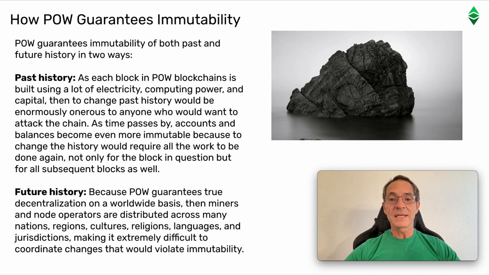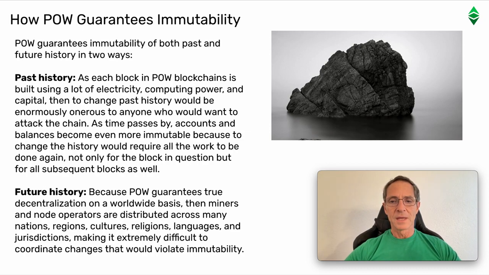How Proof of Work guarantees immutability. Proof of Work guarantees immutability of both past and future history in two ways. Past history: as each block in Proof of Work blockchains is built using a lot of electricity, computing power, and capital, then to change past history would be enormously onerous to anyone who would want to attack the chain. As time passes by, accounts and balances become even more immutable because to change the history would require all the work to be done again, not only for the block in question, but for all subsequent blocks as well.